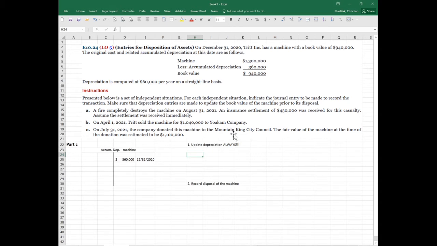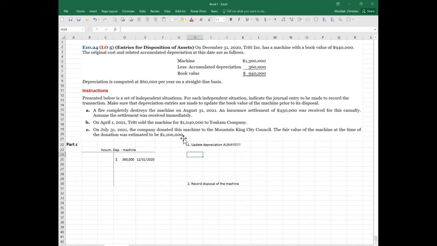Why we are making donations to a city council, I don't know. Let's assume that it's for the purpose of adding to the vocational ed in the school, and not for the purpose of bribing city council members. So we're making a donation to the city council for the schools. The fair value of the donation was estimated to be 1.1. Okay, so this is going to be a bit of a weird thing.